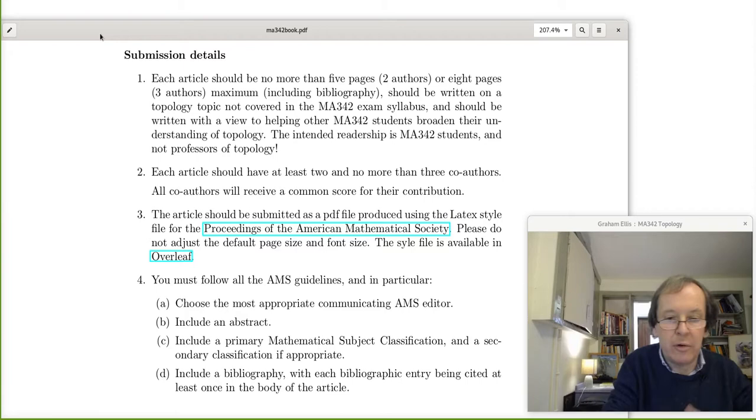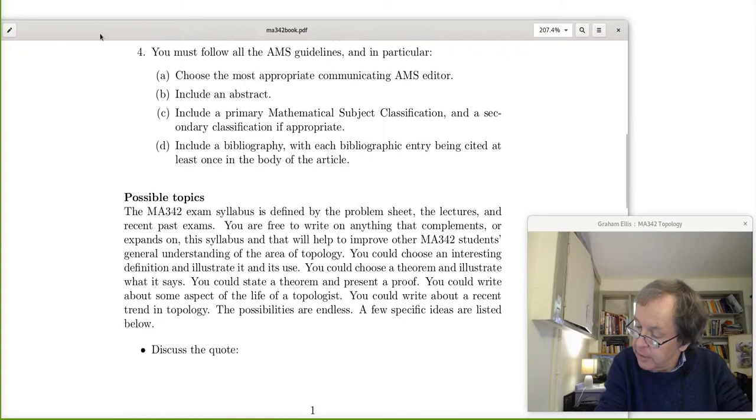And then what do you write about? Well, this is up to you, okay? You can write about whatever you want. What have I said here? Possible topics. The MA342 exam syllabus is defined by the problem sheet. So this module, its syllabus is defined by the problem sheet and past exam papers. And you're free to write about anything that complements this module.